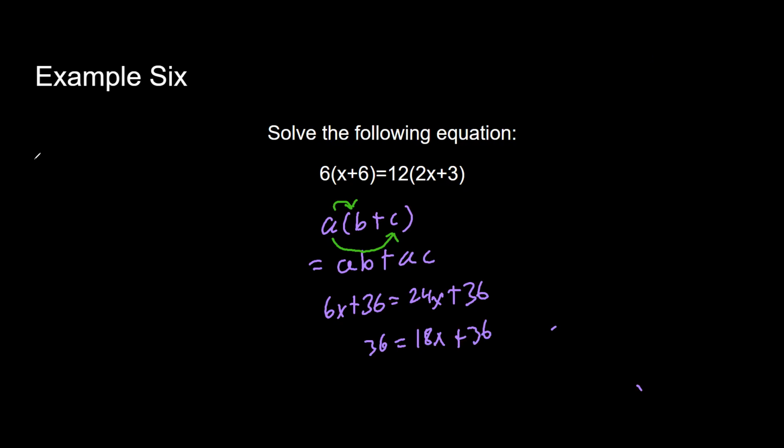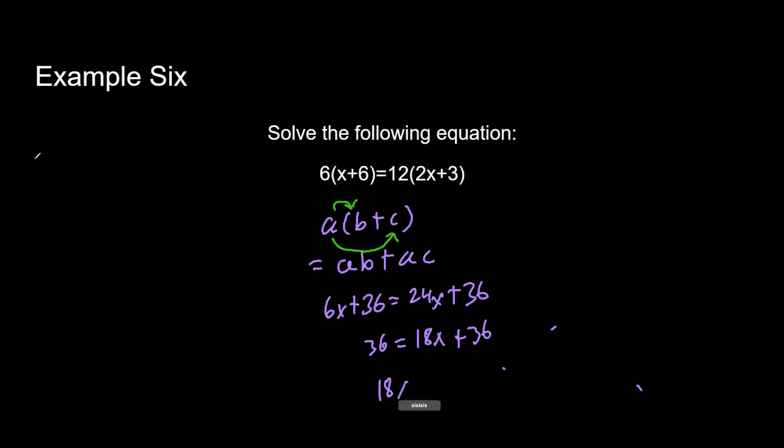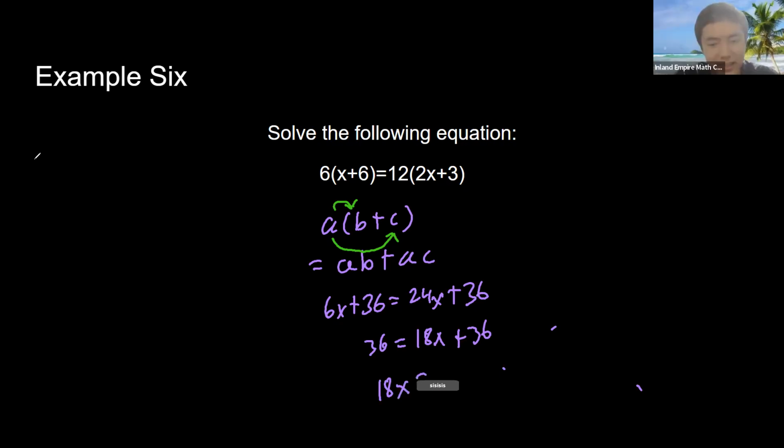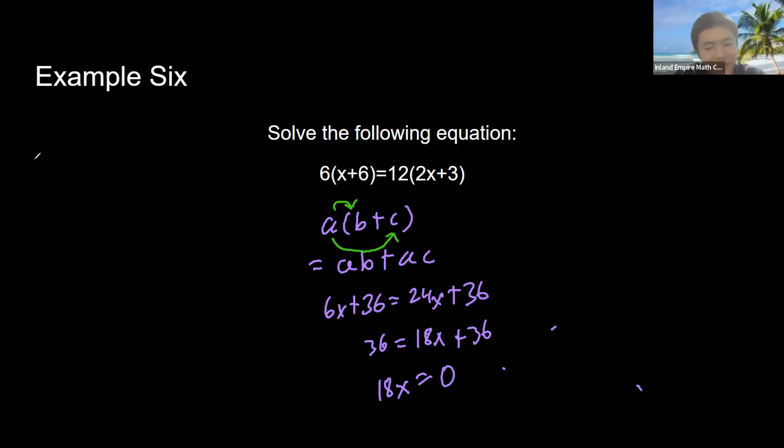You subtract 36. Yep, that's right. You subtract 36 from both sides and you get 18x equals 0. So what is x? It's undefined. It's 0, right? Because 18 times 0 is 0. So 0 would be the solution.